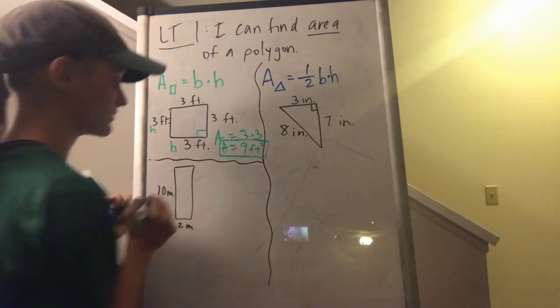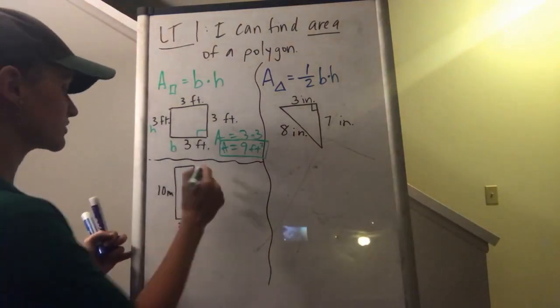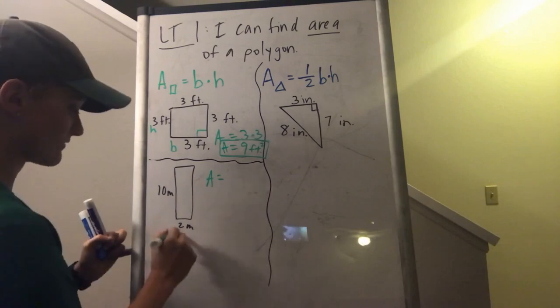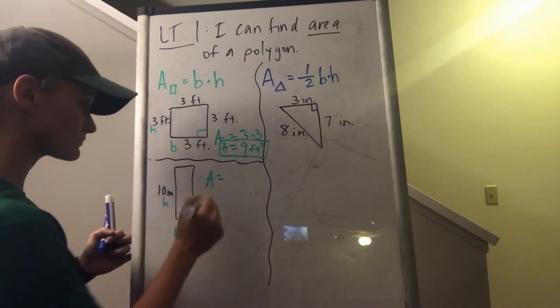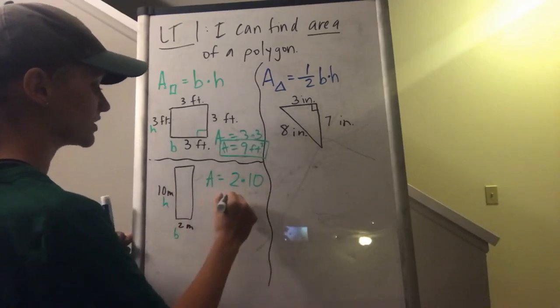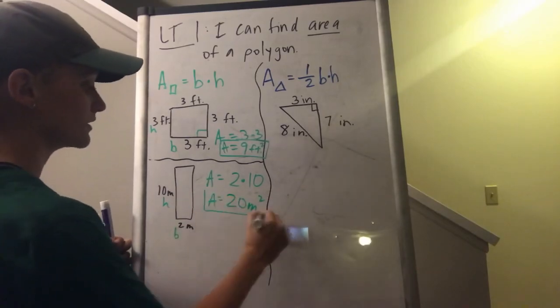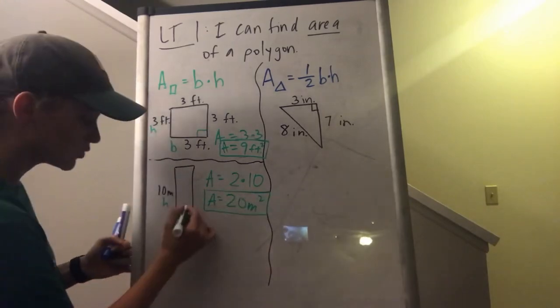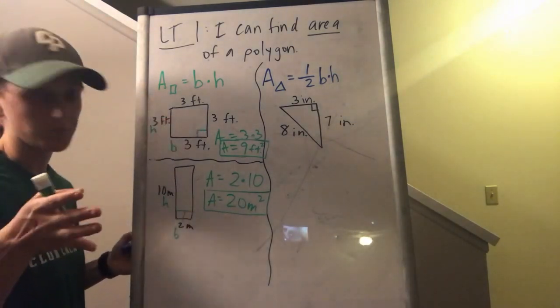Alright, let's do the same thing, but with a rectangle down here. So in this one, same idea. I have my base, which is 2, and my height, which is 10 meters. Alright, so I have 2 times 10, which equals 20, and this one's meters squared, which again means that there's going to be 20 little boxes in here, and they're each going to be 1 meter by 1 meter.